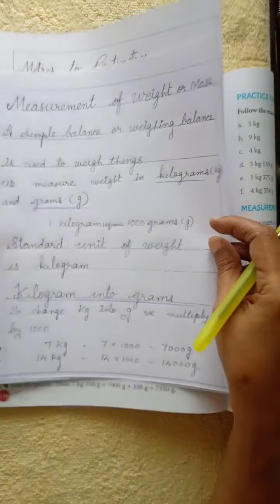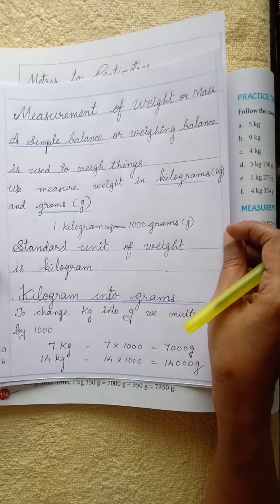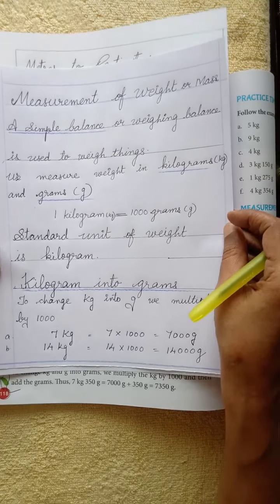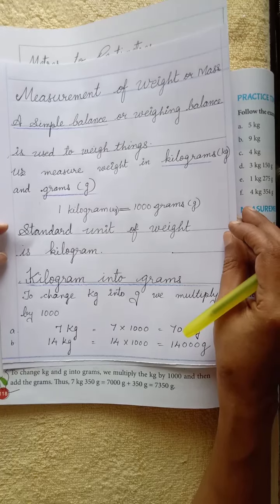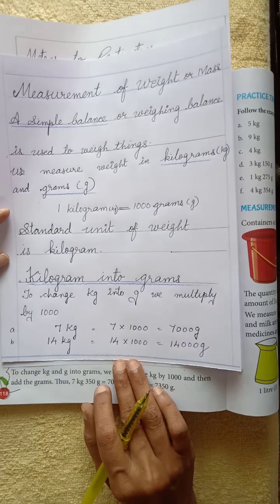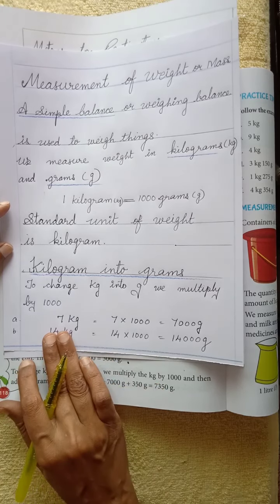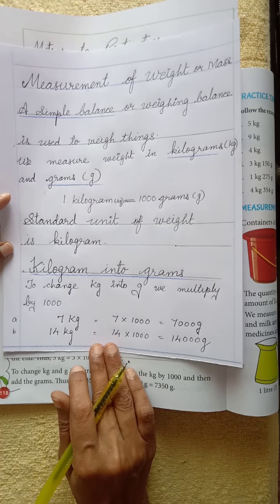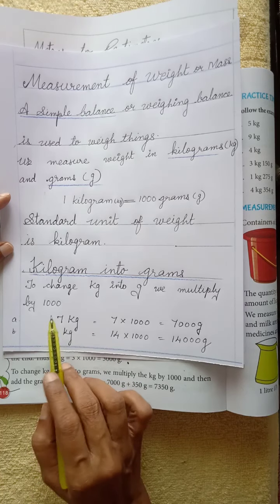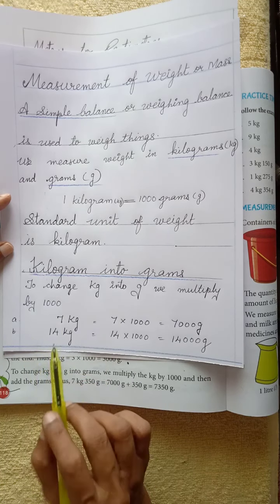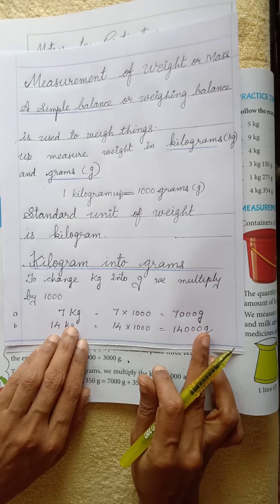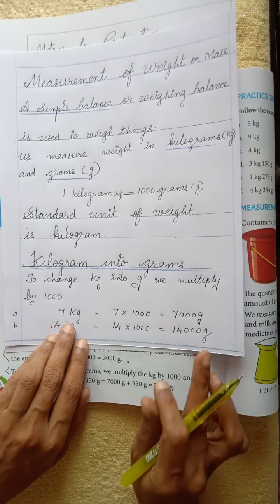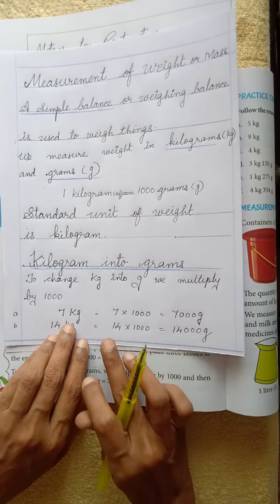Clear? Next one. Convert kilogram into gram. To change kilogram into gram, we multiply by 1000. In 1000, how many zeros? 3 zeros. So, 7 kg equals 7 into 1000, 7000 grams. 1 kg equals 1000 grams.